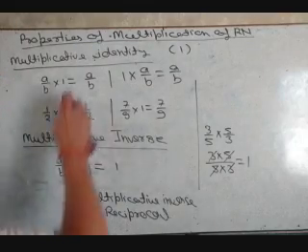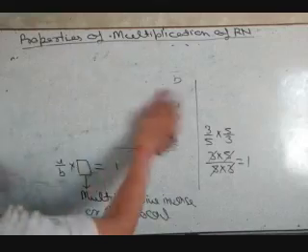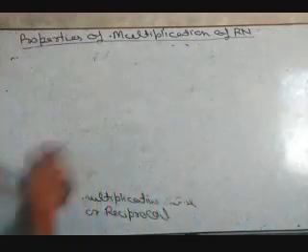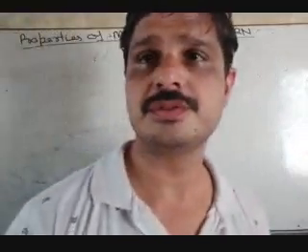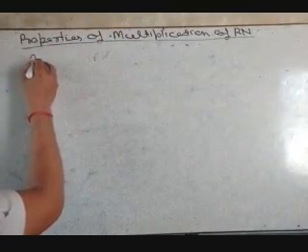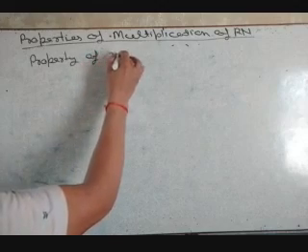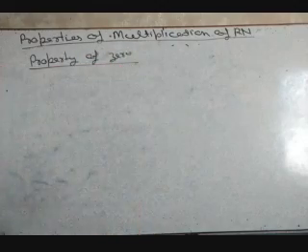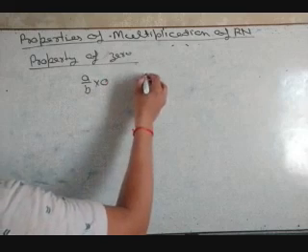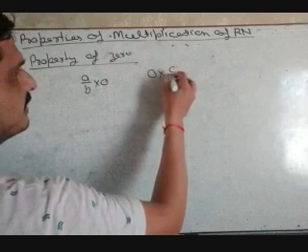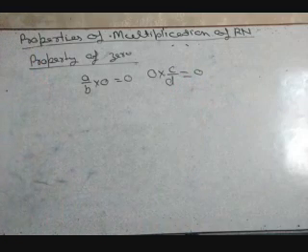Next property is multiplication with 0, the property of 0. Property of 0 means when we multiply any rational number with 0, or when we multiply 0 with any number, the answer is always 0. This property is defined as the property of 0.